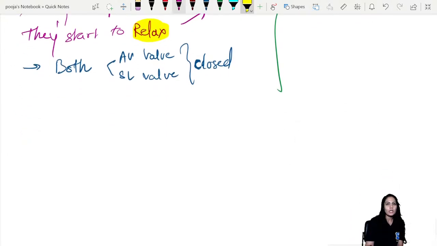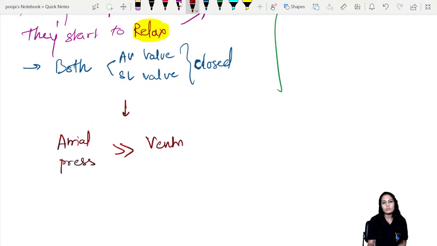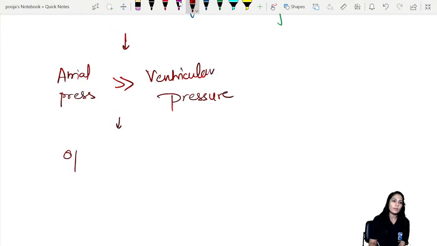Now, as I told you, the ventricular pressure started to fall down, but the atrial pressure is increasing, right? The point will come whenever the atrial pressure will be more than the ventricular pressure, and that will lead to the opening of the AV valve.